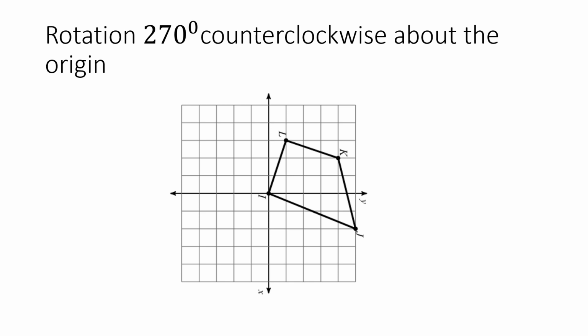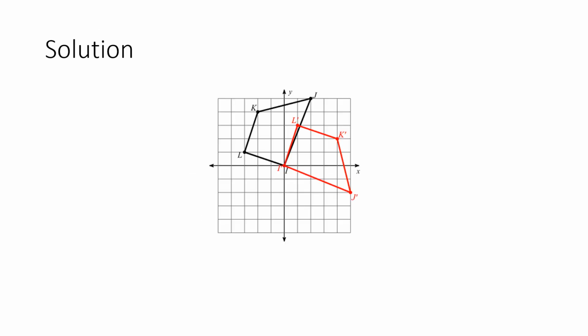When we do that, we notice the coordinate for I prime is same as I, it's 0, 0, and the coordinate for L prime is 1, 3, coordinate for K prime is 4, 2, coordinate for J prime is 5, -2. So the figure in red, I prime, J prime, K prime, L prime, is our image that we got after rotating 270 degrees counterclockwise.